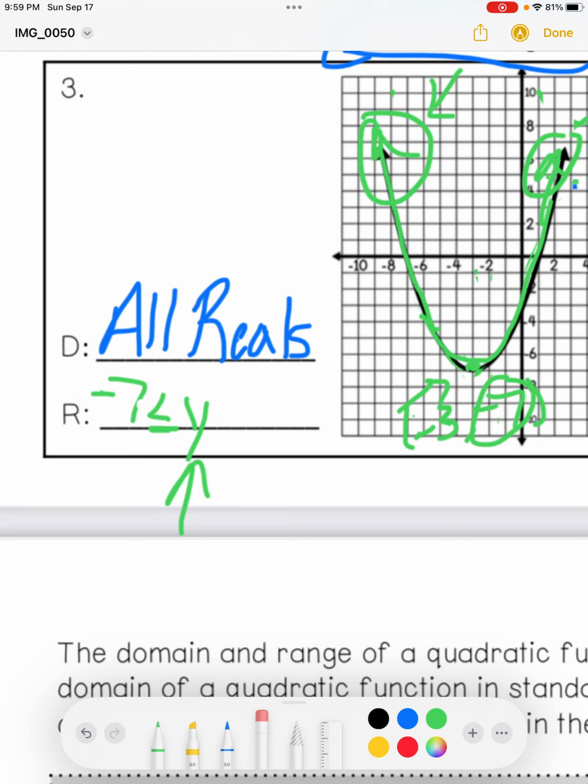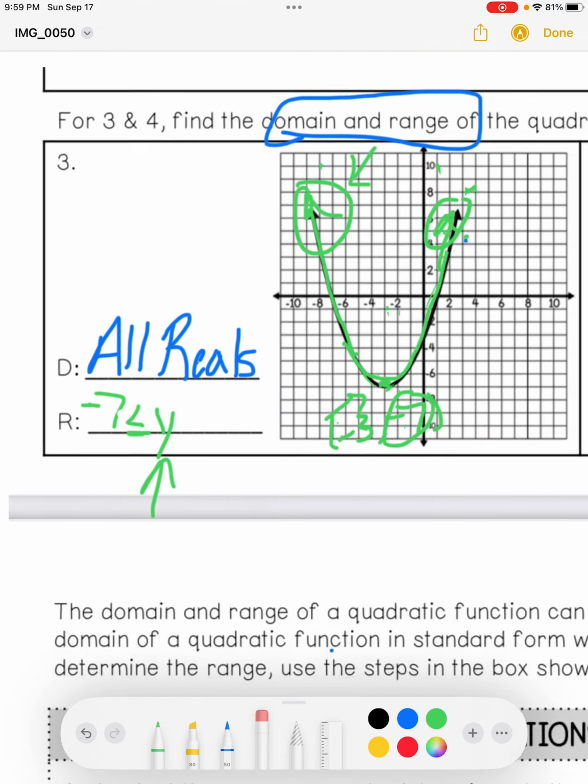And we would say our range is y is greater than or equal to -7. Because if I look on my graph, every single coordinate point will have a y value that is greater than or equal to -7. Right? And that's the basic idea with the graphs. So let's do one more, get comfortable with that, and then I'll show you the second thing I need to show you for today.